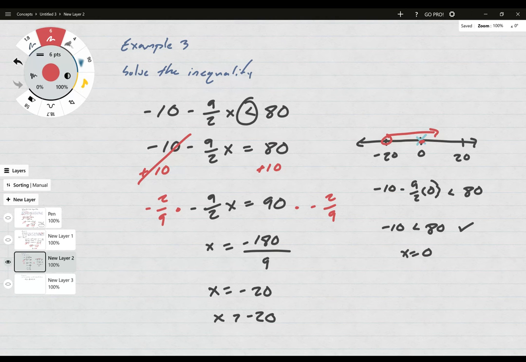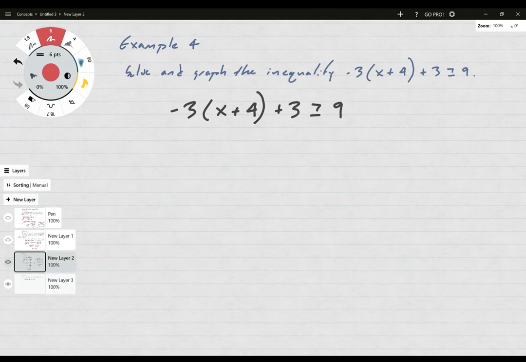Okay, so now there's just two-step equations where we had to either add or subtract first, then multiply or divide. Now we're going to be looking at using our properties that we've been practicing and combining everything at once. So we're going to solve this inequality, and then we are going to graph the inequality to show all possible solutions. So here's my inequality.